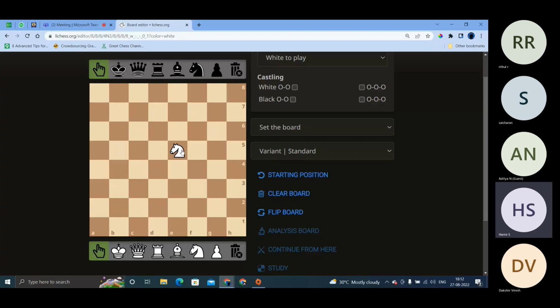Now Dakshu, can you answer my question? So he said two ways. He said this way and then this way. Now, you take some other way and tell where does the knight go.